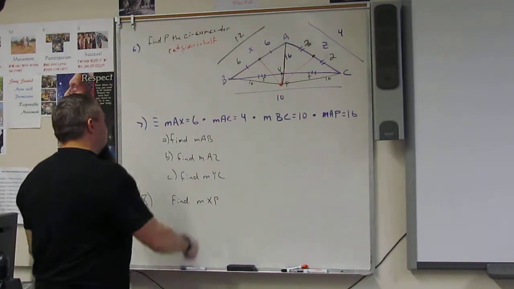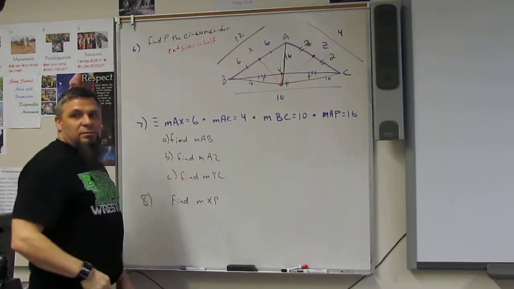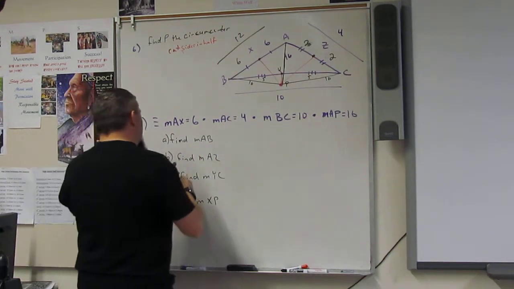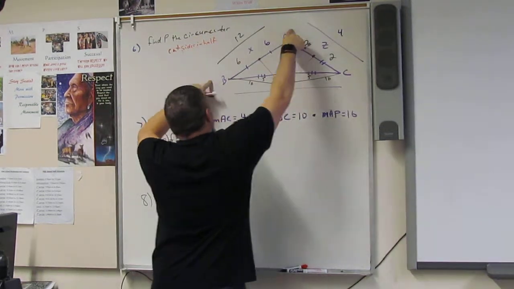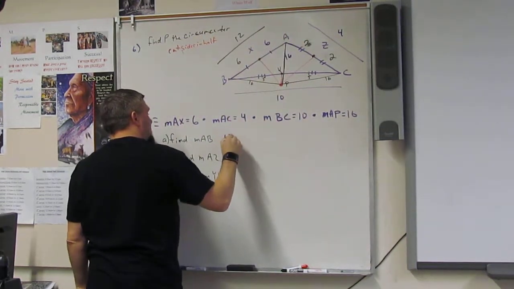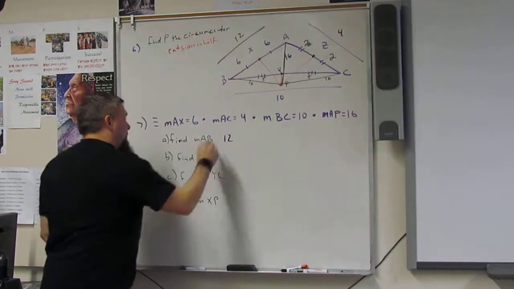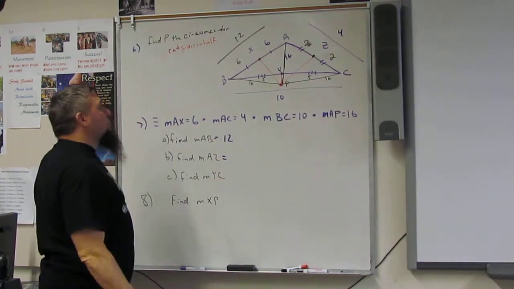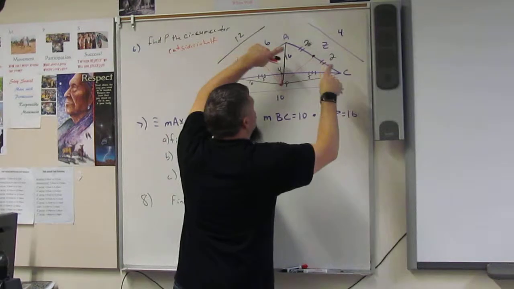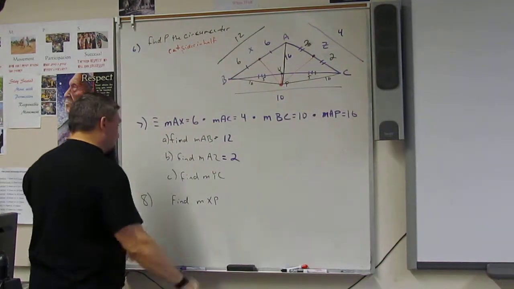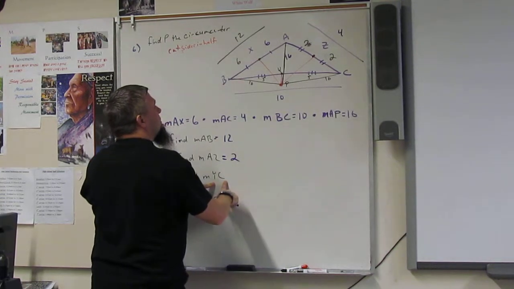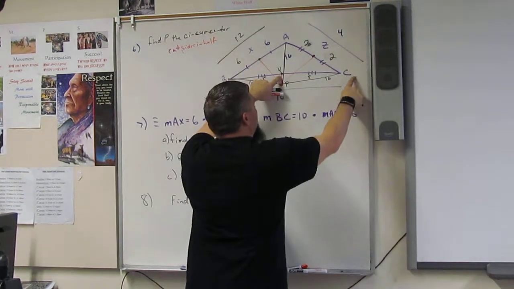Plug it in. Measure of AB. Okay, I got AB. AB is this guy, 12. The measure of AZ, 2. The measure of YC, 5.